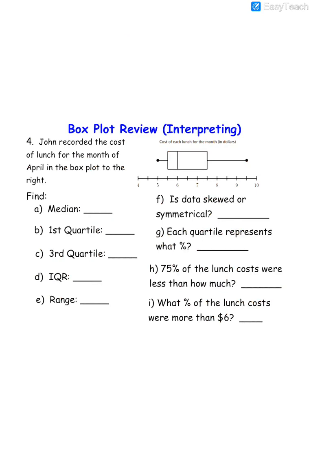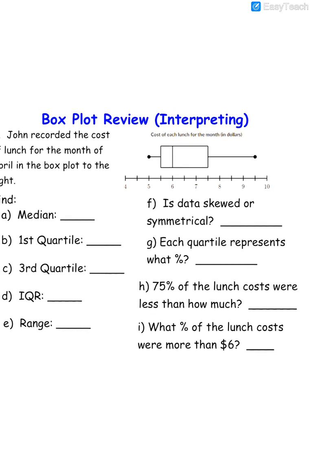All right, let's talk about interpreting a box plot. This time we're going to be reading one. John recorded the cost of lunch for the month of April in the box plot to the right. So now we're looking at the picture and we're trying to answer these questions. The cost of eating lunch for the month, in dollars. So these numbers down below are dollars.